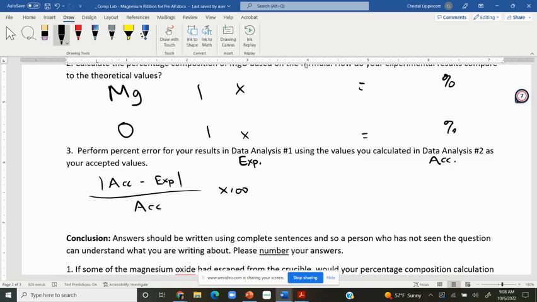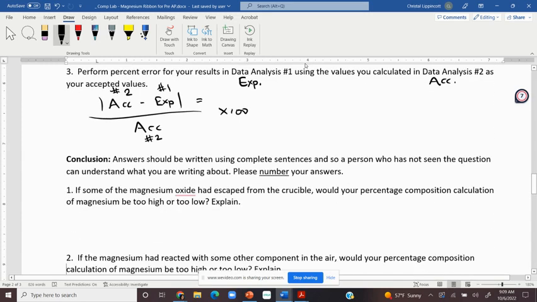So you're going to take your accepted value for magnesium from number 2 above, minus experimental of magnesium from number 1 above, and divide it by number 2. Remember, when you get to the end of this line on your calculator, what do you hit? Equals, then hit your divide key and punch in this number. Report this to the tenths or hundredths place. I don't care. All right, next one.